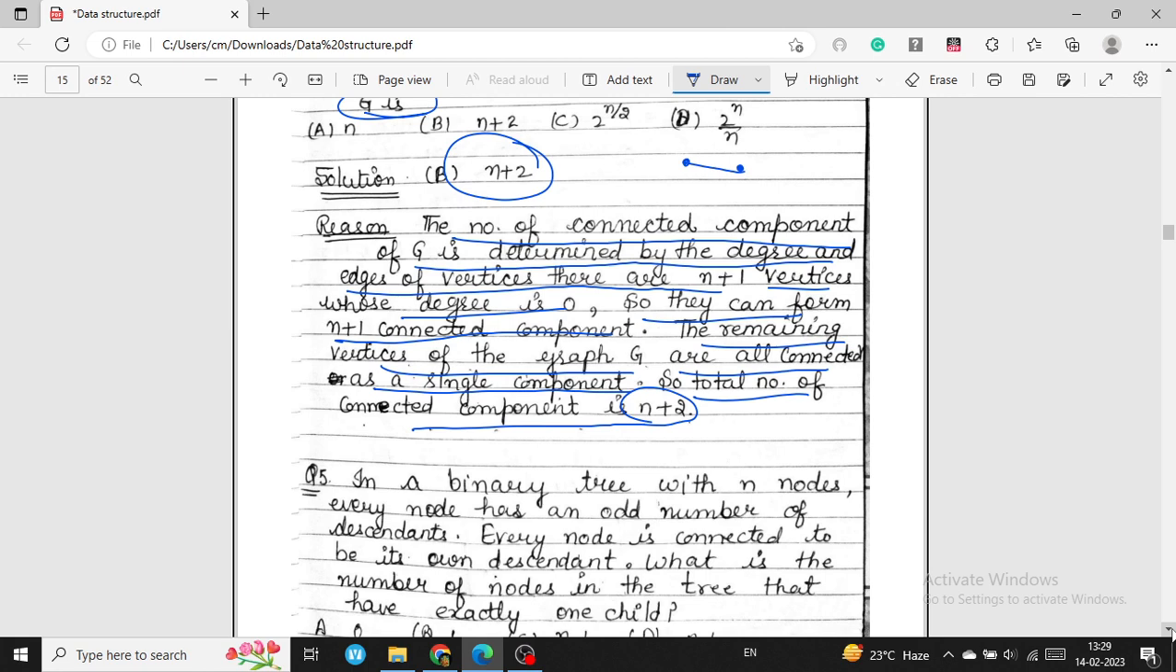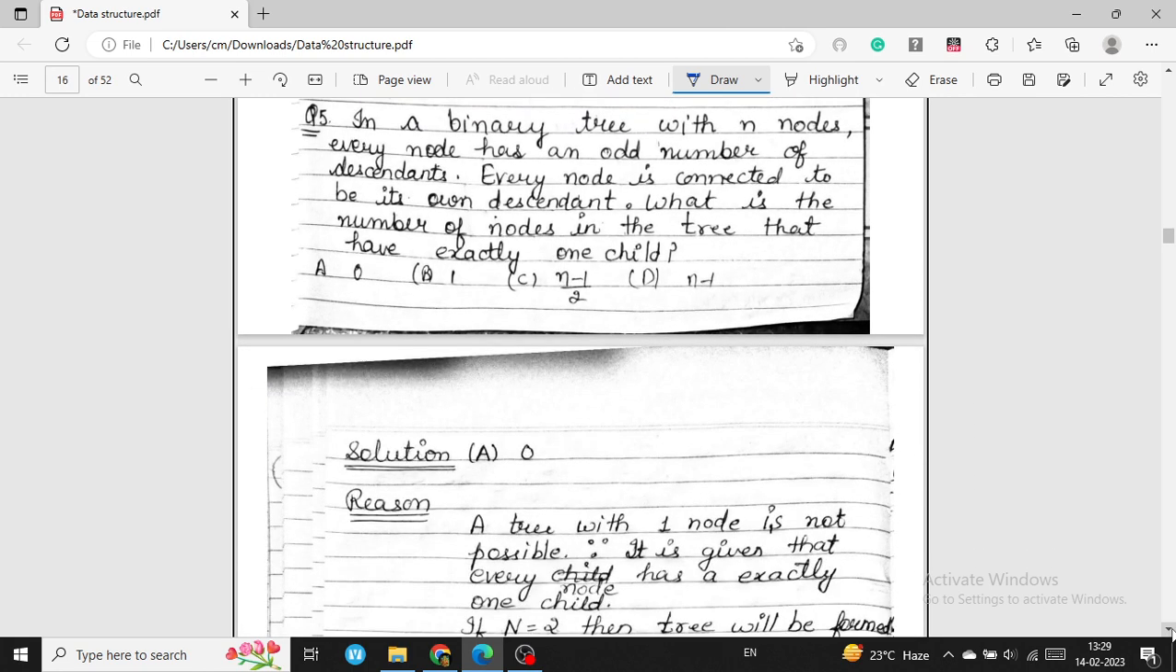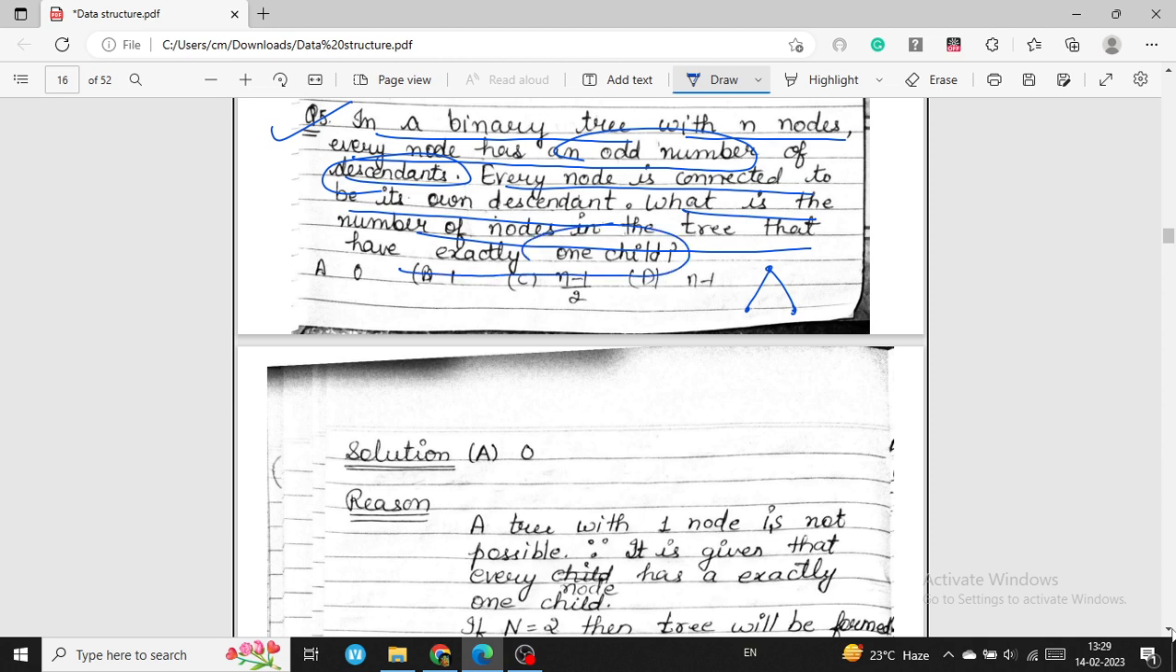And in the next question, in a binary tree, we are given a binary tree with n nodes. Every node has an odd number of descendants, meaning children. Every node should be connected with its own descendants, not with other descendants. And what is the number of nodes in the tree that have exactly one child? That should be 0.